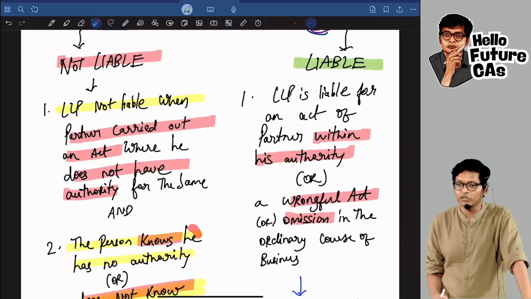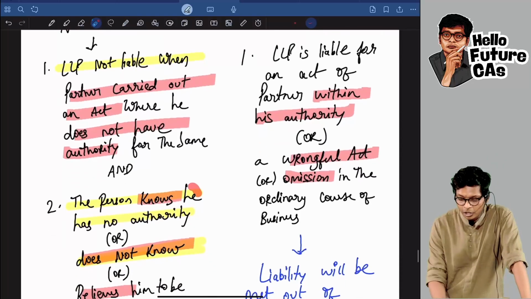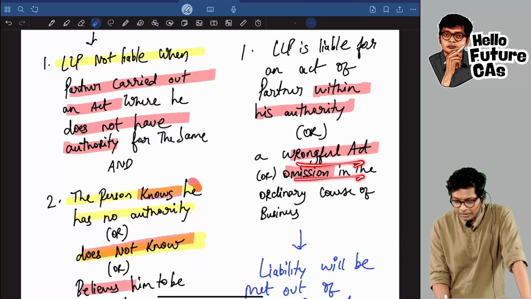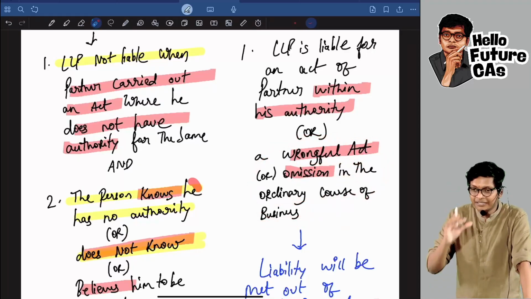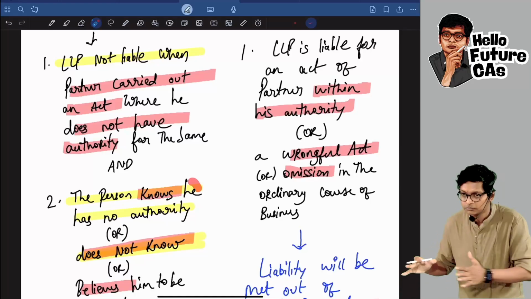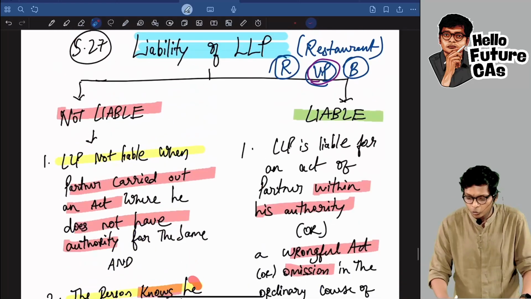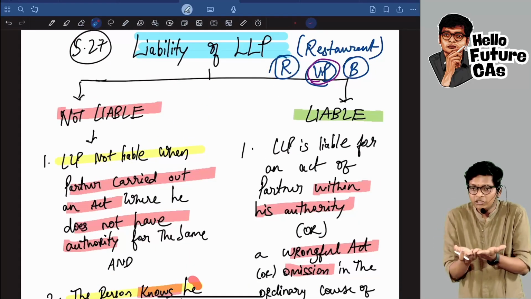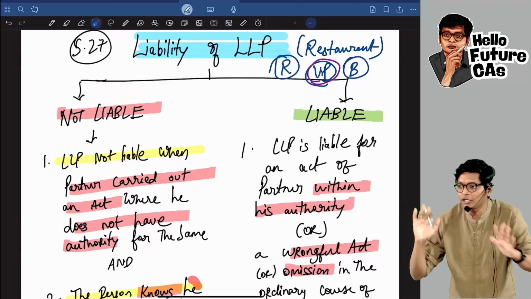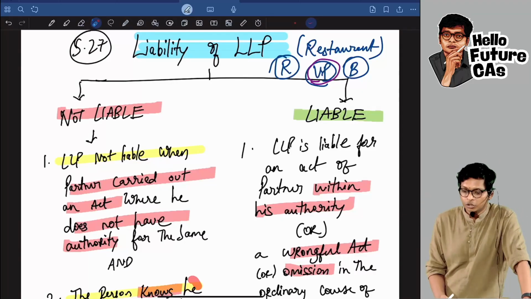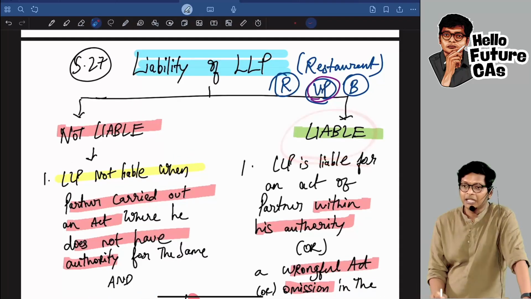The firm is liable for that loss. They will bear it, or a wrongful act or commission in the ordinary course of business. Say Rukmini is serving in a restaurant, so her work is to serve the water. She is taking the water and going, and in the ordinary course of business, the glass falls down and breaks. So who is liable? The LLP is liable. Are you understanding now, guys?